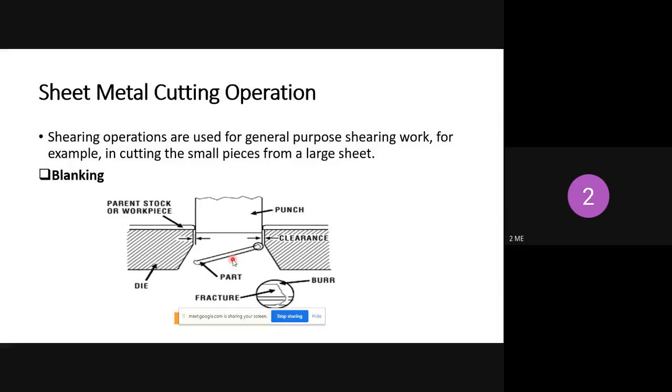That large size sheet metal is placed in a die. Then a stripper is used. For what purpose are we using the stripper? To hold the workpiece properly in the die.